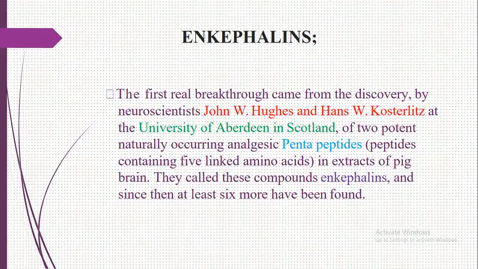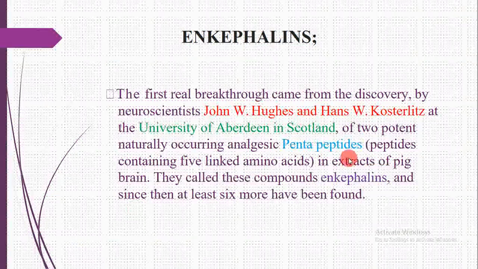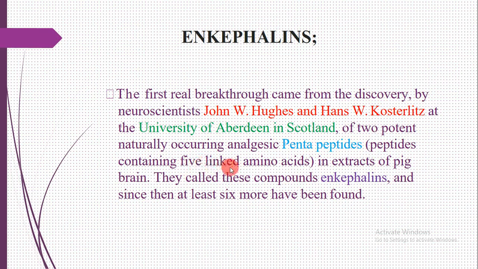Enkephalin, the first real breakthrough, came from the discovery by neuroscientists John W. Hughes and Hans W. Kosterlitz at the University of Aberdeen in Scotland of two potent naturally occurring analgesic pentapeptides. Pentapeptides mean peptides containing 5 linked amino acids, found in extracts of pig brains, and they called these compounds enkephalins. Since then at least 6 more have been found.